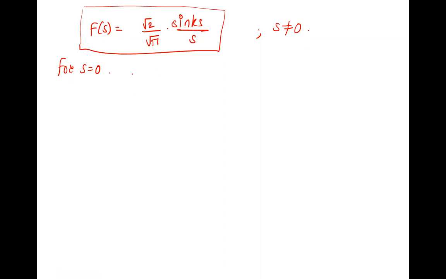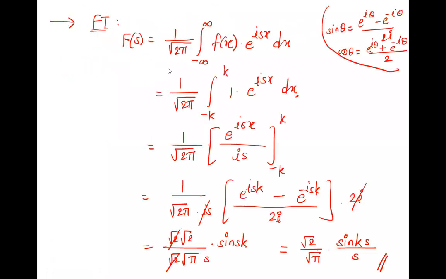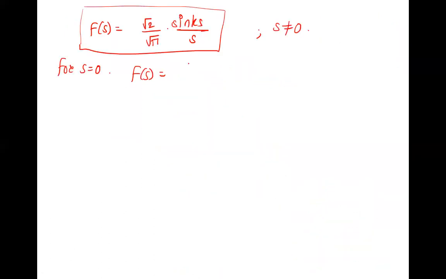So for s is 0, F of s is equal to, here it is, in this equation 1 we can put s equal to 0. If s is 0, e raised to 0 is 1. That is 1 upon root 2 pi, integration of f of x from minus k to k, where the value is 1 into e raised to 0, that is 1, dx. That is 1 upon root 2 pi integration of 1 dx. What is the integration?